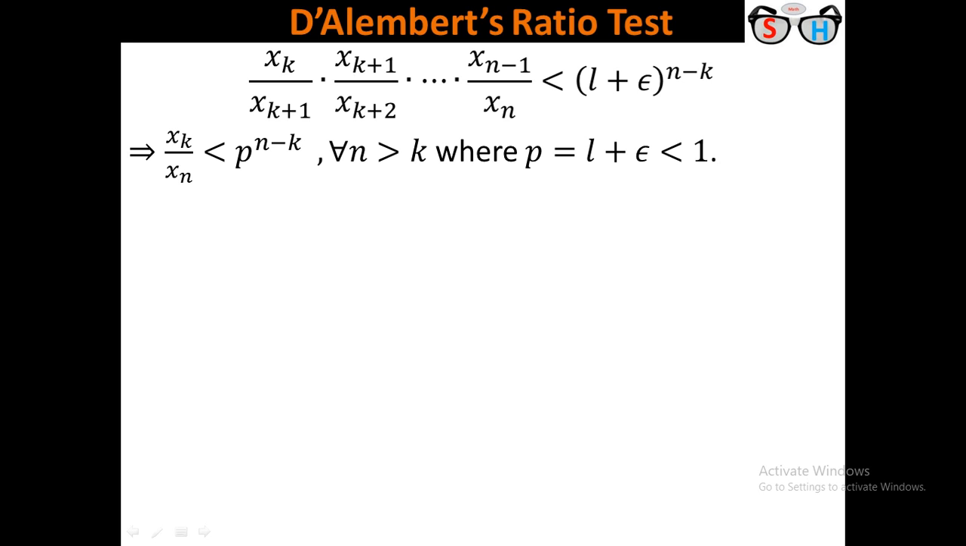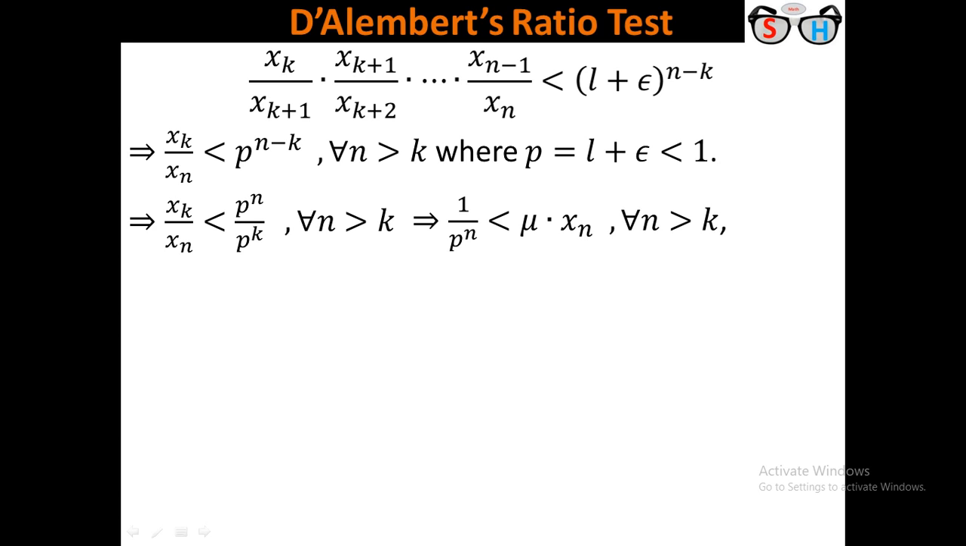Now I write xn on the right hand side and the remaining on the left hand side. The inequality does not change because all the factors are positive. Here it is less than p to the power n by p to the power k for all n greater than k. As a result, if you take p to the power n on the left side, this will be 1 upon p to the power n, and I take the constant on the right side, that is 1 by xk dot p to the power k, into xn. Okay. 1 upon p to the power n is less than mu xn for all n greater than k. Here mu is actually 1 by xk dot p to the power k, a positive quantity.